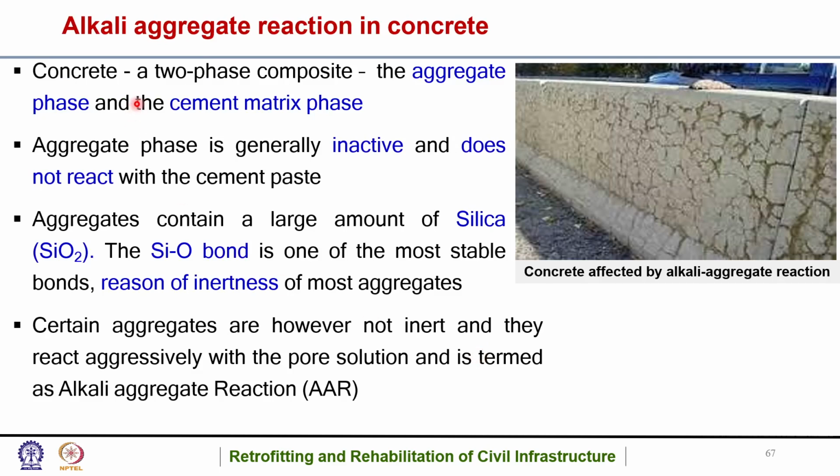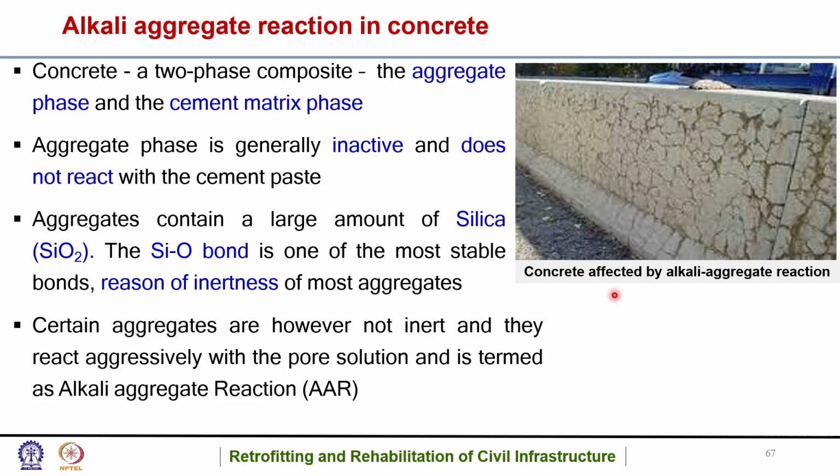So now let us go to one more phenomenon, which is the alkali aggregate reaction in concrete. Concrete, as we all know, is a two-phase composite. One is the aggregate phase and the second is the cement matrix phase, basically the mortar phase. The aggregate phase is generally inactive and does not react with the cement content. The aggregates contain a large amount of silica, SiO2. The Si-O bond is one of the most stable bonds, the reason for the inertness of most aggregates. Certain aggregates are, however, not inert, and they react aggressively with the pore solution. It is termed as alkali aggregate reaction, AAR.